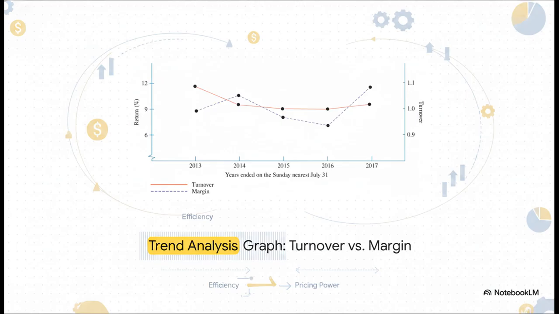And graphing turnover versus margin brilliantly illustrates how combining different metrics gives you a truly holistic view. While the margin line might fluctuate up and down, the turnover could remain relatively flat. Graphing them together like this helps an analyst see exactly which operational lever, whether it's efficiency or pricing power, is actually driving the company's overall returns in any given year.